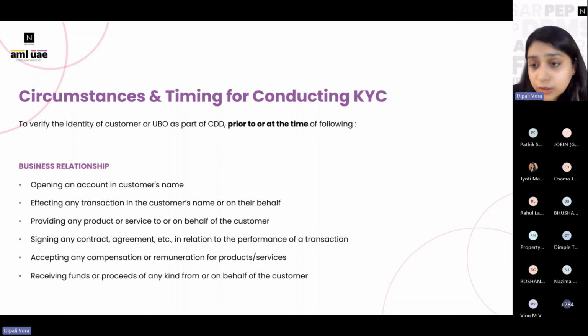These circumstances include if you are opening an account in the name of that person, you are accepting any kind of advance towards performance of some contract, you are accepting money in your account on behalf of the customer, or you are making a payment on behalf of your customer. If these kinds of transactions are happening, we must make sure that the KYC is done prior to that, even before signing the engagement letter. So these are the circumstances where you must make sure that the KYC is completed before any of them occur.